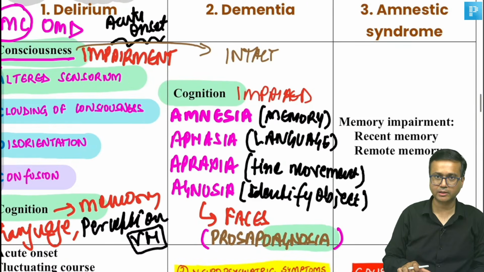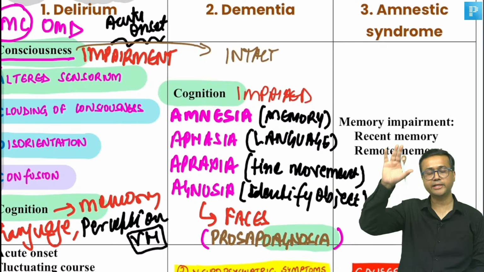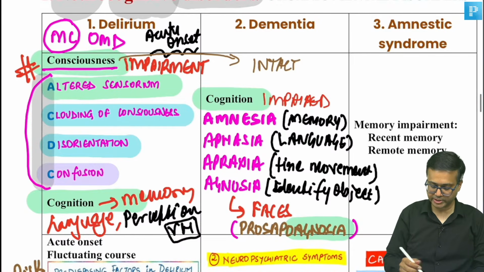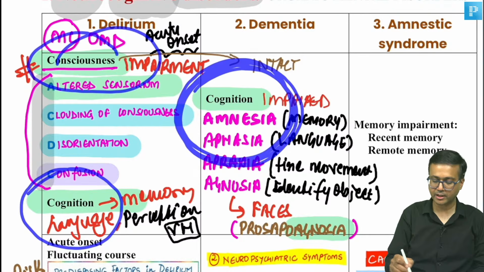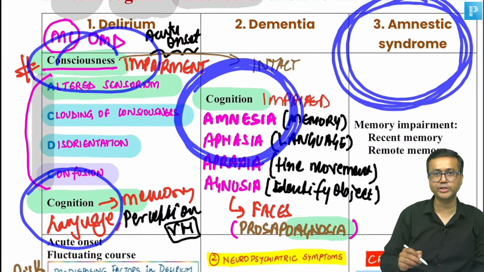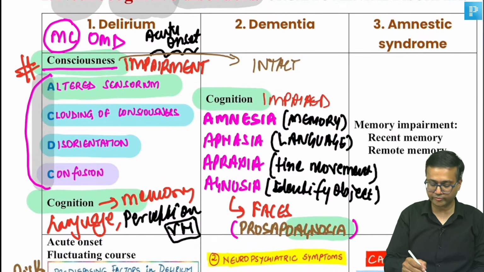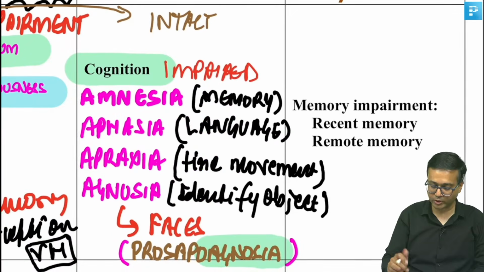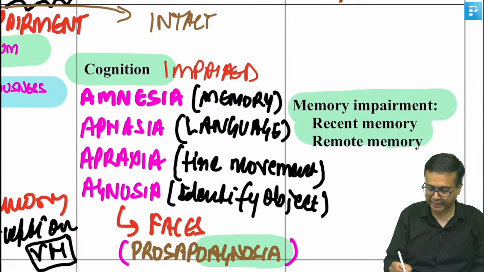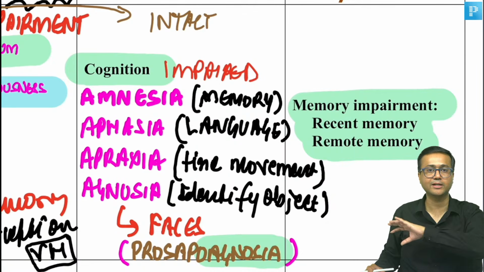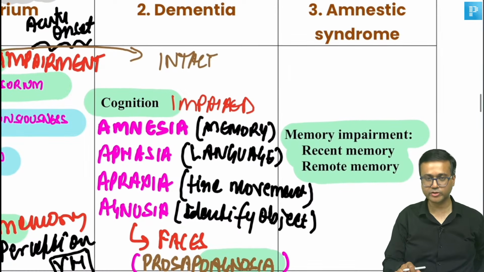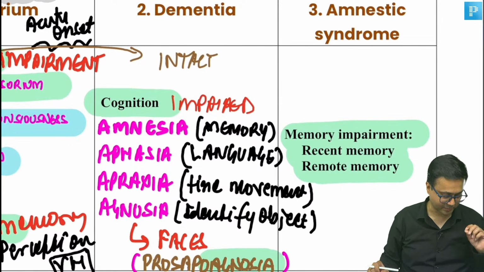Now please see this, the third category. In delirium we were saying both consciousness and cognition are impaired. In dementia only cognition is impaired. In amnestic syndrome, can you appreciate? Out of cognitive functions, only the memory is getting affected, that too recent and remote memory. So if only memory is getting affected, then the diagnosis we are making is amnestic syndrome. Is it clear to everyone, beta?